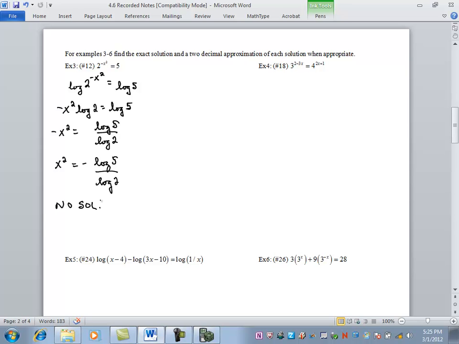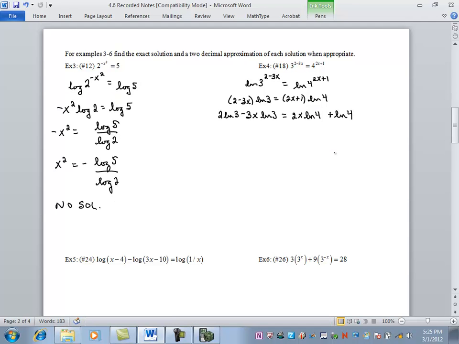Let's come in here with example 4. I'm going to take the natural log of both sides here, so the natural log of 3 to the 2 minus 3x equals the natural log of 4 to the 2x plus 1. So we've got 2 minus 3x times the natural log of 3 equals 2x plus 1 times the natural log of 4. Alright, well, we're going to distribute through here. Our goal is going to be to get x by itself, so we've got 2 times the natural log of 3 minus 3x times the natural log of 3 equals 2x times the natural log of 4 plus the natural log of 4.